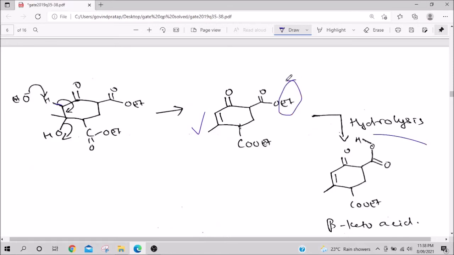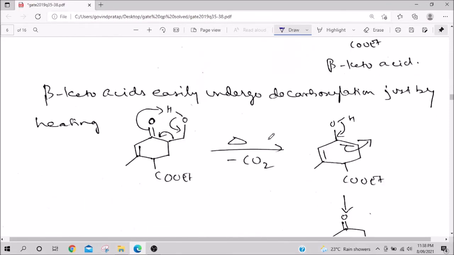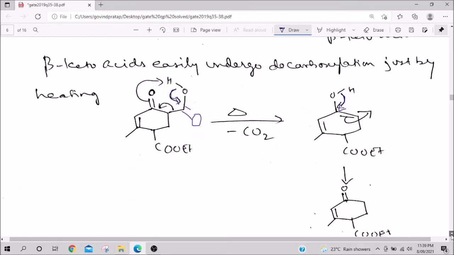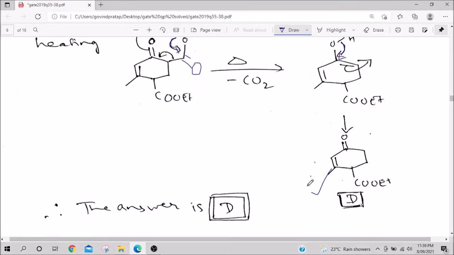ester. This one leaves rather than this one, and you get a beta keto acid, and that beta keto acid undergoes decarboxylation easily. Why? Because, oh sorry, I forgot to draw here C double bond O. So, here there is a C double bond O. If you have a carboxylic acid and on the beta position you have C double bond O, then under heating conditions CO2 is lost, and then it undergoes tautomerization and you get the product. So, that is how this product is formed, and the answer is D.